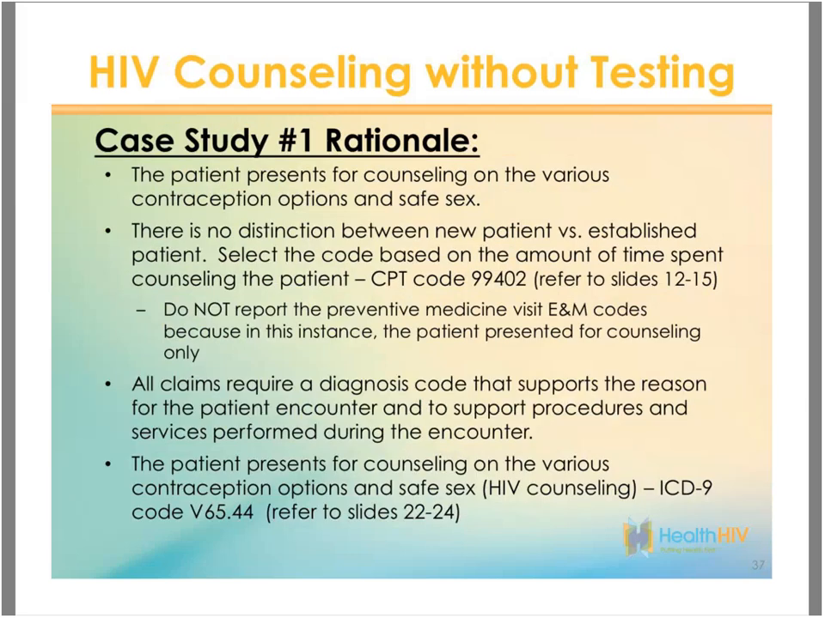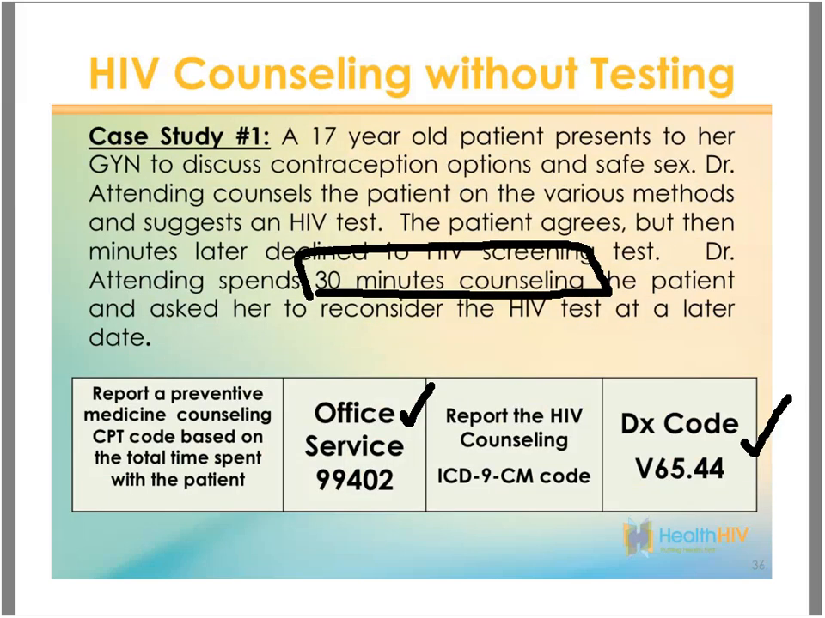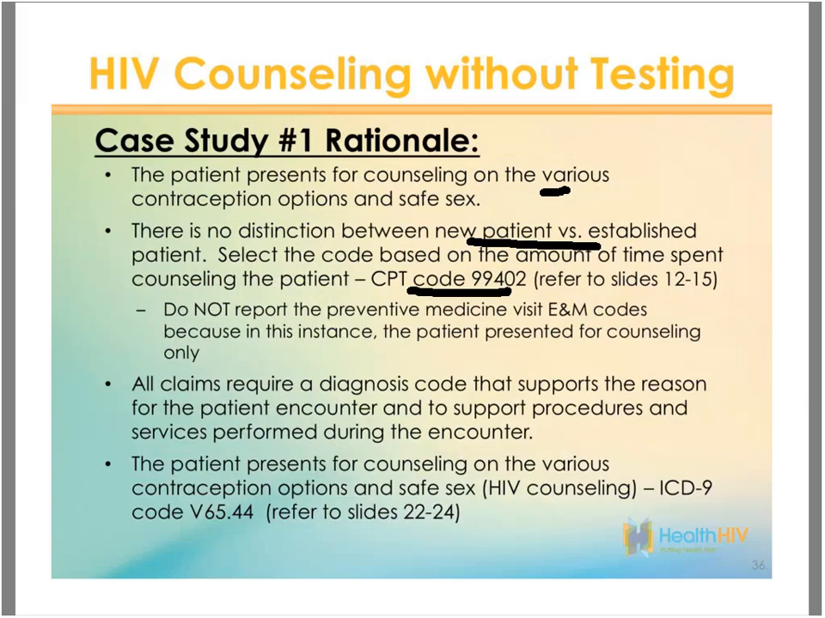The next slide gives you the rationale. Patient presents for counseling. There is no distinction between new versus established with the counseling codes. So the correct code in this instance is 99402. There was no mention of any preventive care. This was just purely counseling. And if you notice, we indicate that the diagnosis code for counseling is V65.44.